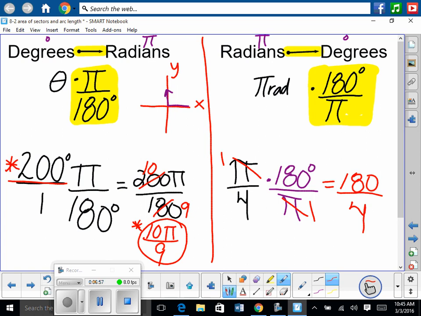Or how did you get 180? So we have 180 divided by 4. What is it divided by 4? 45 degrees. So 45 degrees. Sweet. Now that's equal to pi fourths. That's just the degree measure. That was the radian measure.